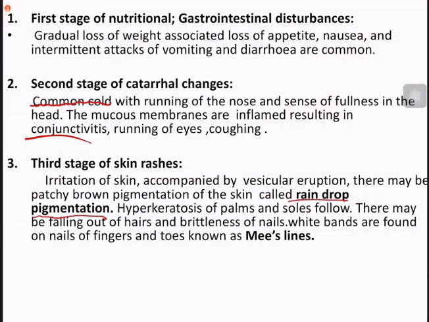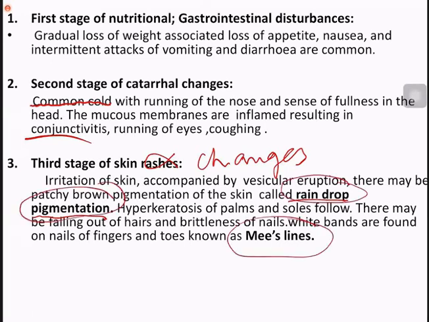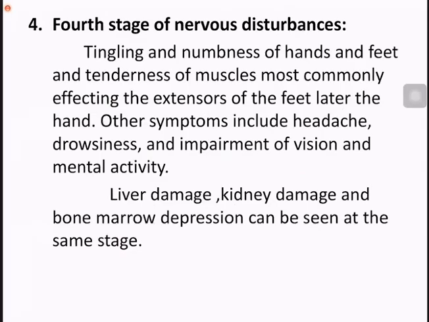So we were talking about the chronic poisoning where there's first stage of GI disturbance, then there's flu-like symptoms, then there are the skin rashes that include, I'm really sorry for this term, it's misleading. You should say skin changes, which include the raindrop pigmentation and the Mees lines. All right. Then comes the fourth stage, which is the nervous disturbances.